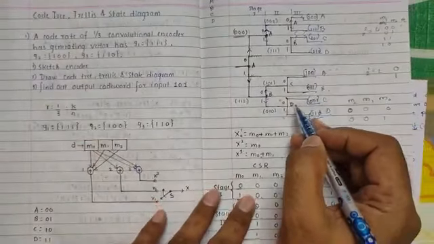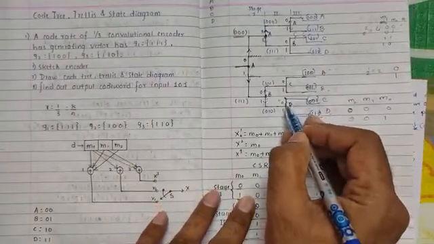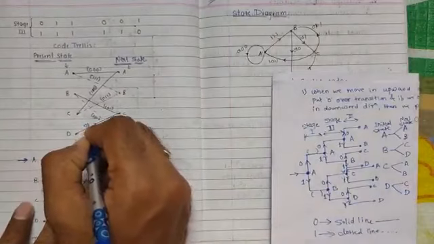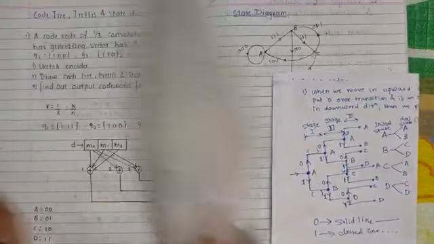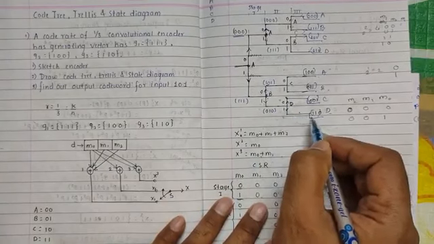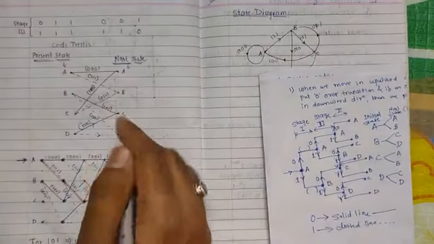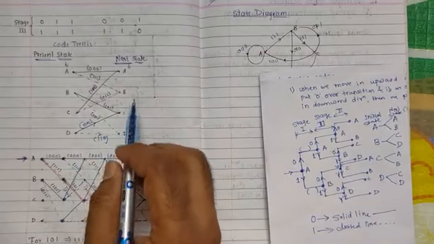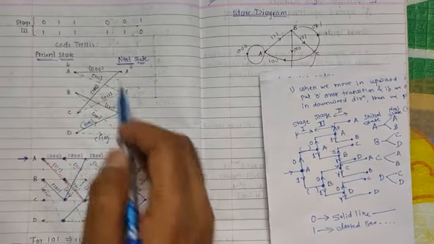So D to C, it is because of 0 input, so a solid line, and the output is 0, 0, 1. Don't forget to write this output 0, 0, 1. And D to D is because of 1 input, and the output is 1, 1, 0. This is what the code trellis is, but this is for only a single stage.